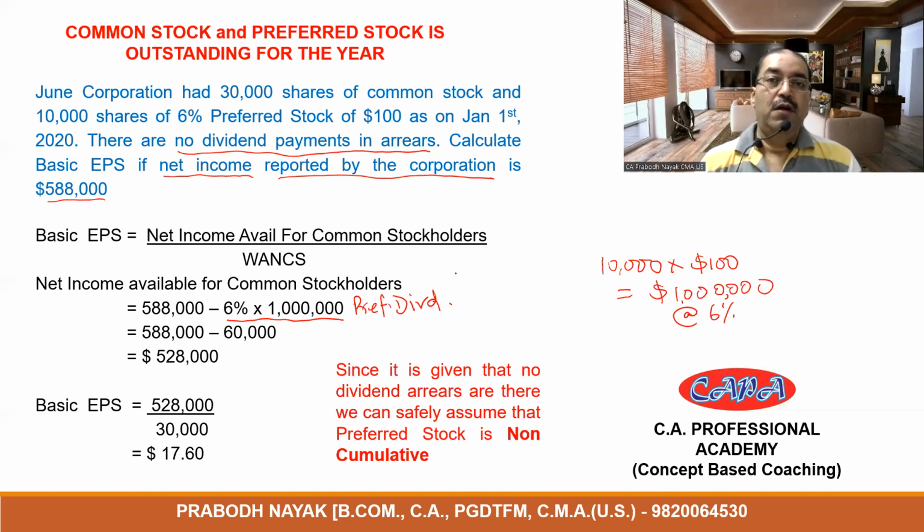What is the difference between a cumulative preferred stock and a non-cumulative preferred stock? Cumulative preferred stock means that if in any particular year your dividend is not paid, it will be accumulating. That is why the word is cumulative, accumulating. It will accumulate till the year where you are having profits. And before you pay any dividends to the common stockholders, the arrears of preferred stock have to be paid if they are cumulative preferred stock. Okay. So I hope you have understood this example.